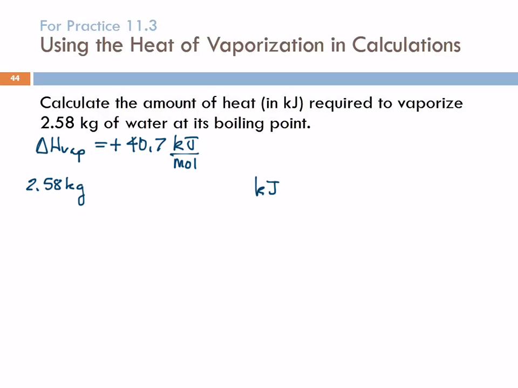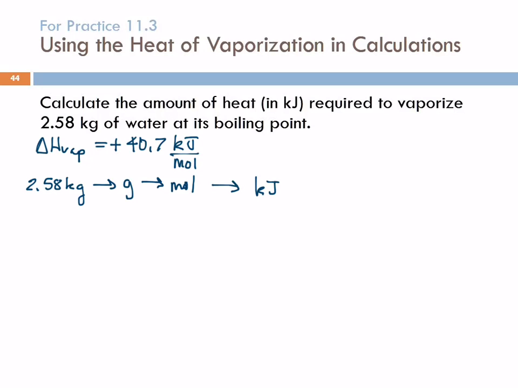So we need to find a path that'll get us from kilograms of water to kilojoules of heat. Our heat of vaporization is our conversion factor. This relates kilojoules and moles. So in the middle here, we need moles, because this will allow us to convert from moles to kilojoules. We're given kilograms. So what we need to do is convert that to grams and then convert the grams to moles.